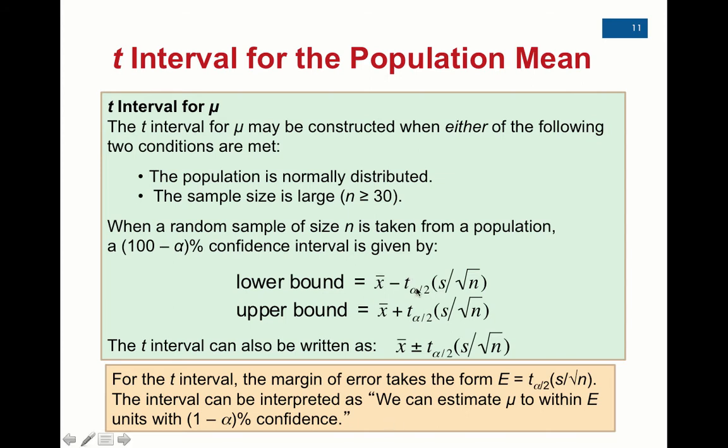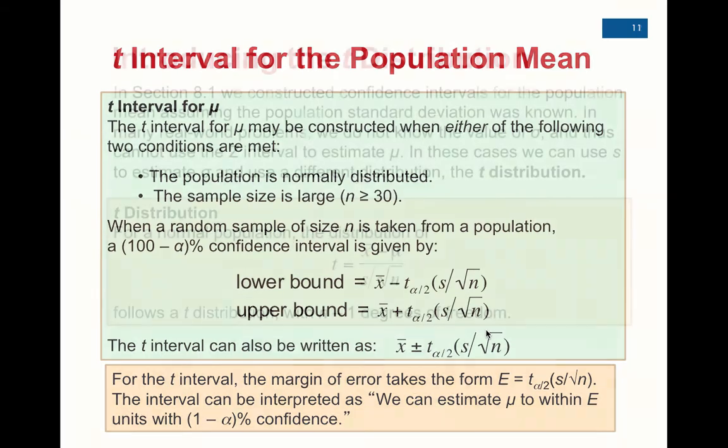This alpha over 2 just represents the area in each tail. Don't worry about that so much, and I'll show you how we look up those t-scores. But here's our formula. X bar is our point estimate plus or minus a margin of error, which involves a t-score times the sample standard deviation, divided by the square root of n.